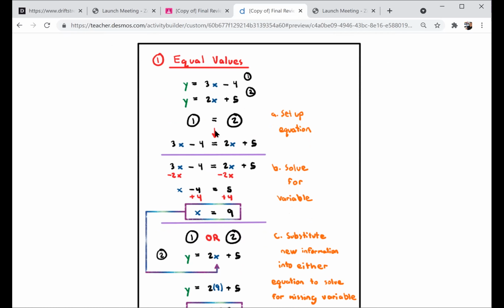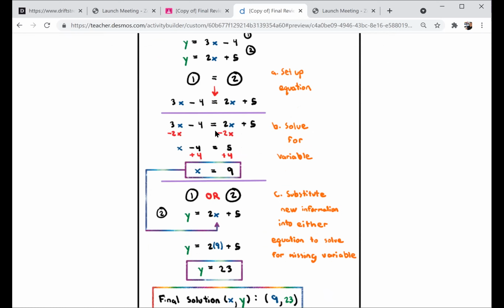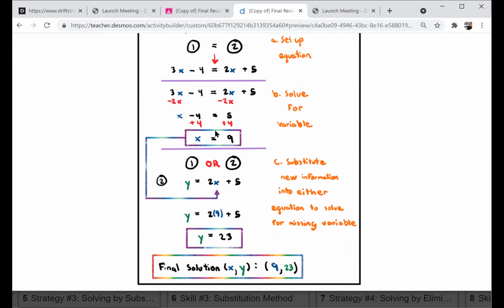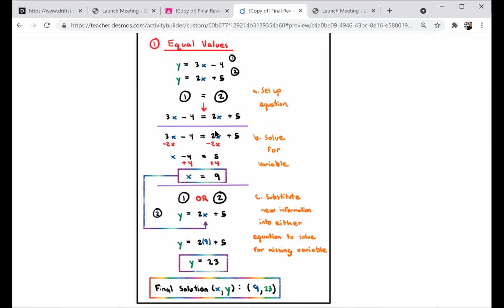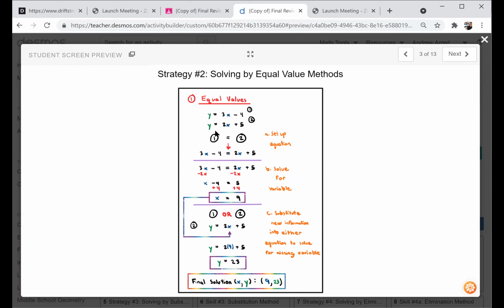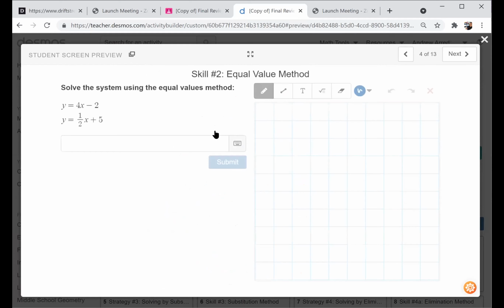Then you'll solve and you'll find an x. So on this one, the x will equal 9. And then remember, it's up to you to pick whichever one of the originals and plug in 9 for x and solve for the y. Just a reminder. And now let's go to screen 4.